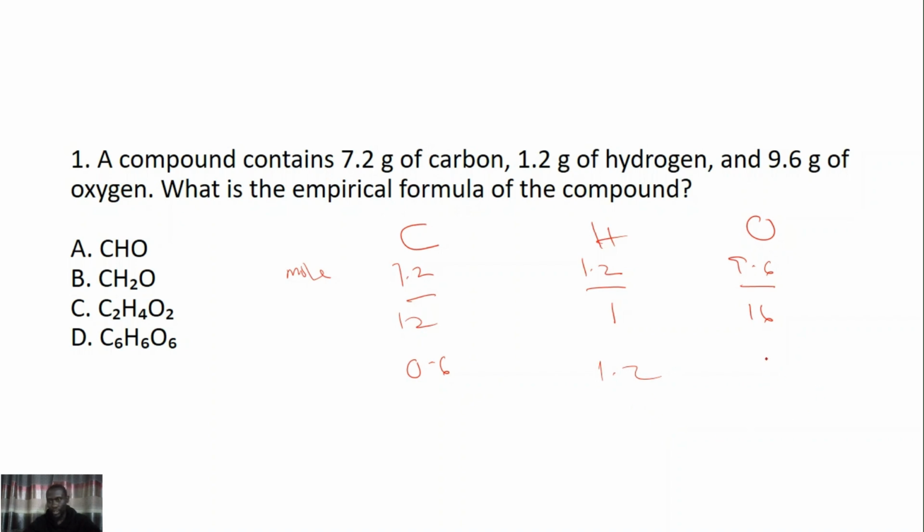The next thing is to divide by the smallest number, 0.6. Dividing 0.6 by 0.6 gives 1, 1.2 by 0.6 gives 2, and 0.6 by 0.6 gives 1. So the empirical formula of this compound is CH2O.